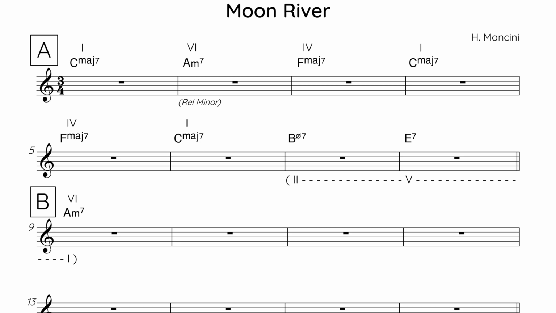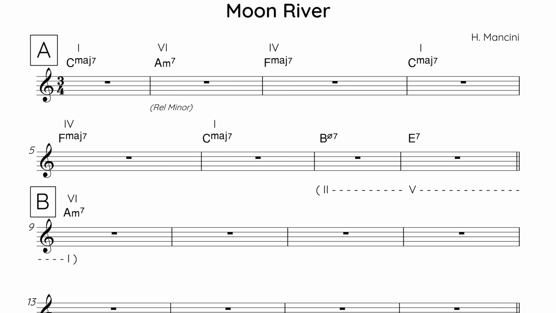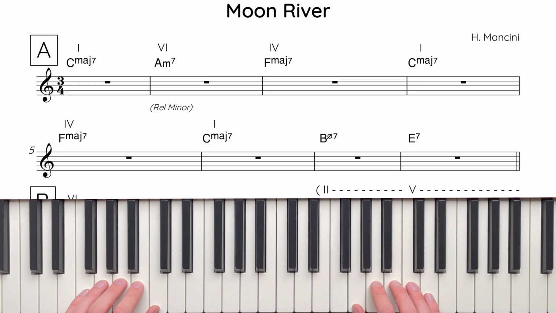And now let's take a look at the A section melody. The A section melody consists of 3 phrases and uses only the notes of the home key, C major. Phrase 1 begins on the 5th of the C major 7 chord, G. Then there's a tone approach from above to the 3rd of the A minor 7 chord, C.